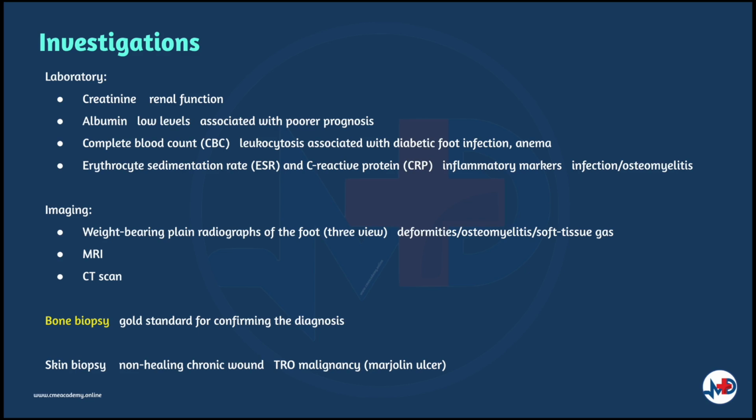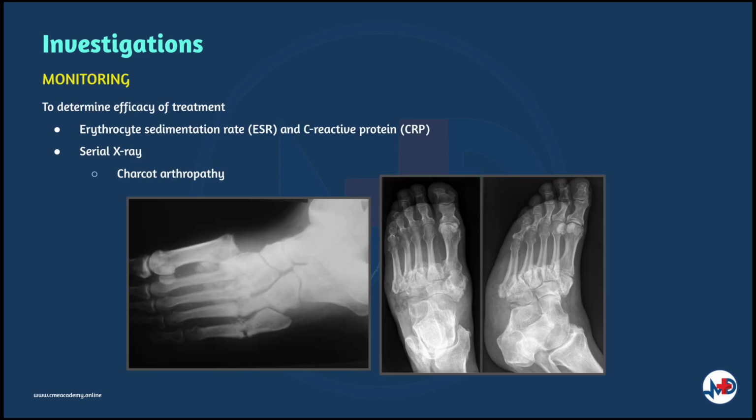Bone biopsy is the gold standard for confirming the diagnosis, and osseous specimens are sent for histologic and microbiologic evaluation. Skin biopsy is done for non-healing chronic wounds, and this is done to rule out malignancy, also known as Marjolin's ulcer. To monitor the progress of a neuropathic ulcer, especially when there's infection, erythrocyte sedimentation rate and C-reactive protein are sent to determine the efficacy of treatment. Serial X-rays can be done for Charcot arthropathy.